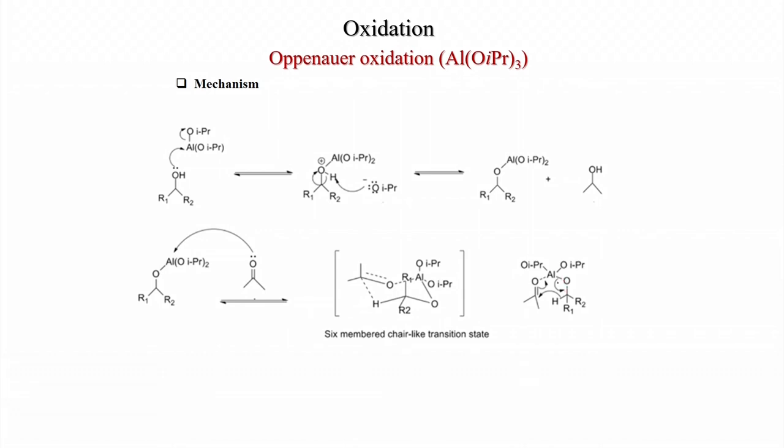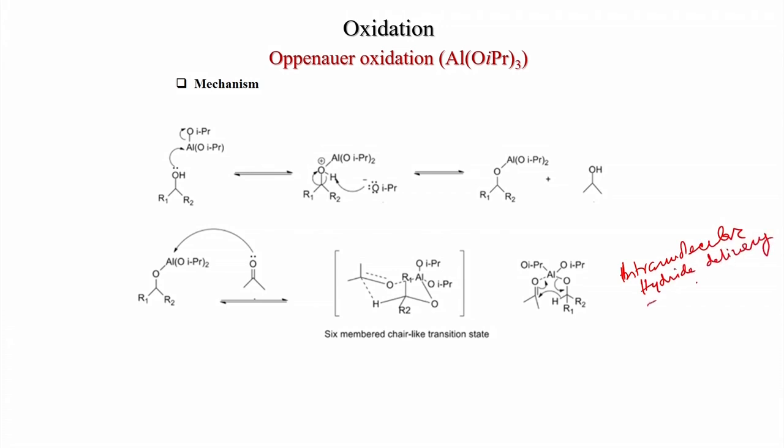So, you can see this way the O-aluminum bond is breaking and it is migrating to the carbon-oxygen bond, here the double bond is generating and hydride is going to the acetone and it is becoming alcohol. So, here is an intramolecular hydride delivery.